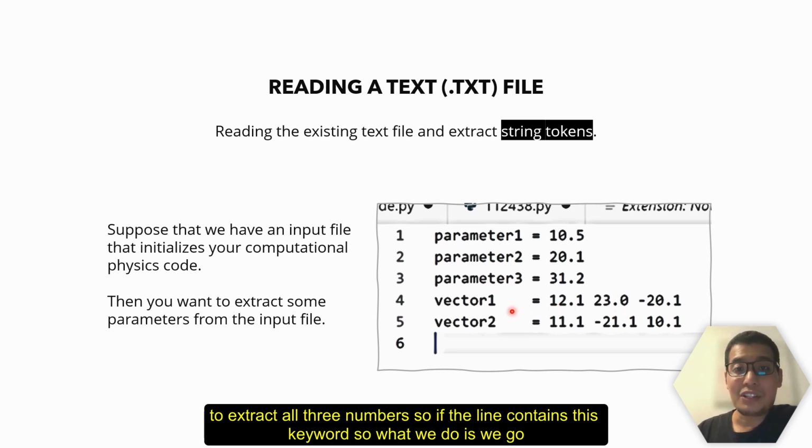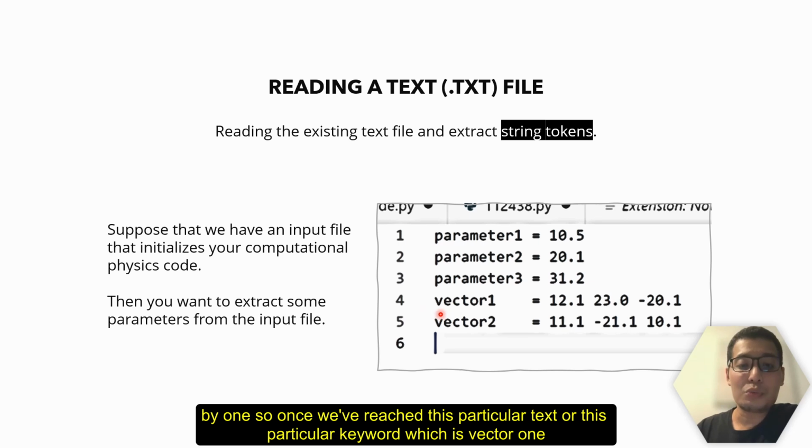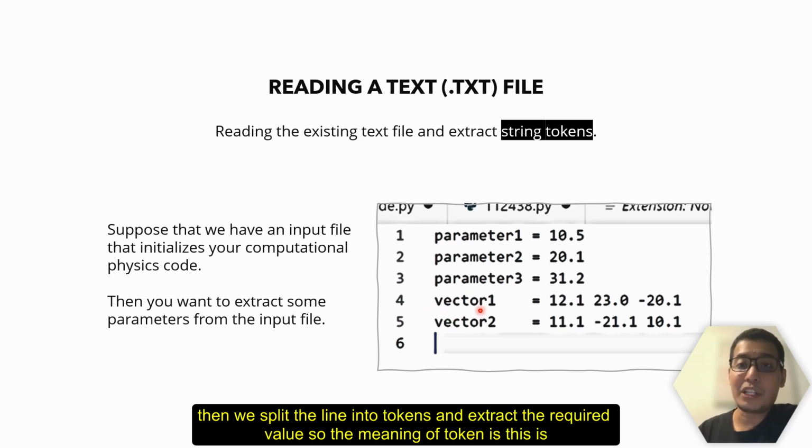If the line contains this keyword, we go through the file line by line, because we have the function readlines, which enables us to read the lines one by one. Once we've reached this particular keyword, which is vector1, we split the line into tokens and extract the required value.